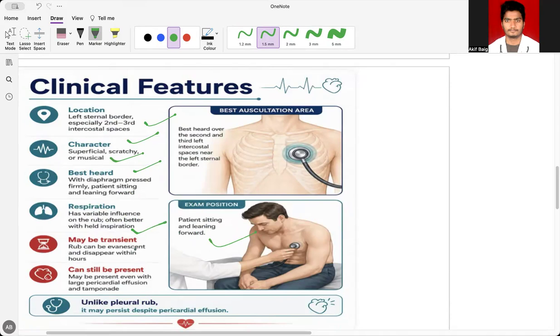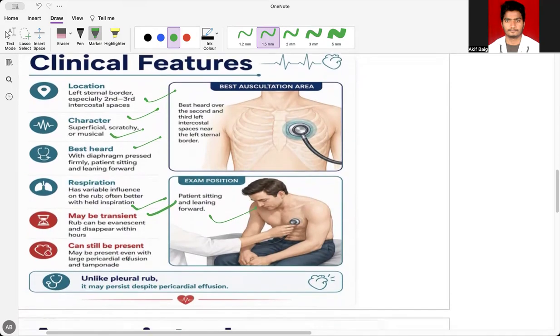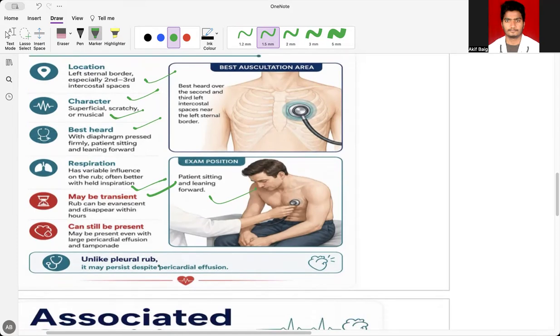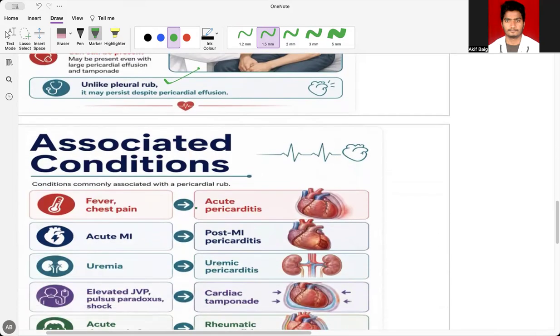The rub can be evanescent and disappear within hours. Sometimes you may hear it, sometimes you may not, and the positions may also vary a little bit. So this is not a fixed position. It is definitely transient. It may be present even with large pericardial effusion and tamponade. Unlike pleural rub, where with a large pleural effusion the rub is unlikely to be heard, in large pericardial effusion this rub can still be present, even in the presence of large effusion or tamponade.